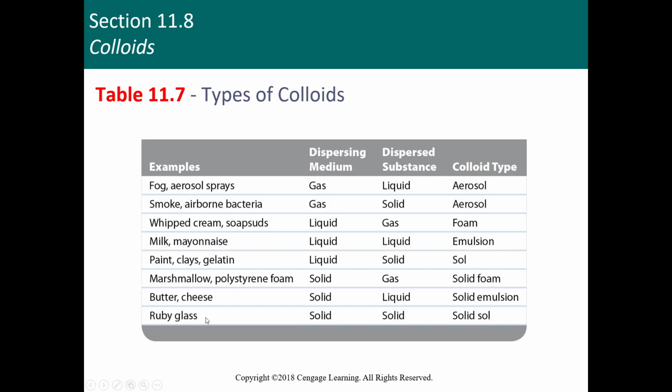Ruby glass is actually a solid dispersed through another solid. The glass being the solid is dispersed through. And this is called a solid sol.